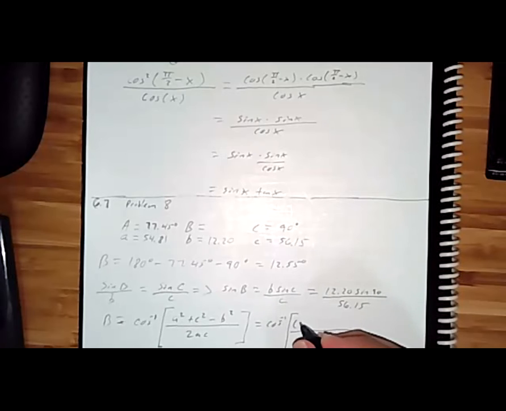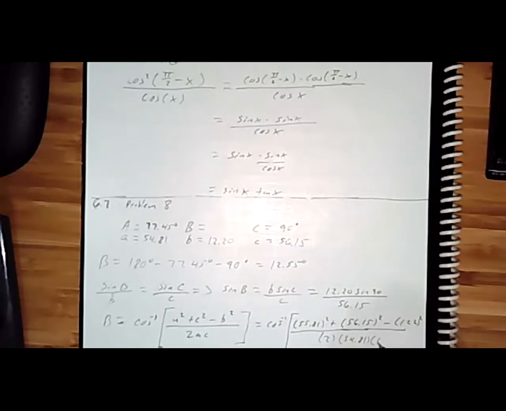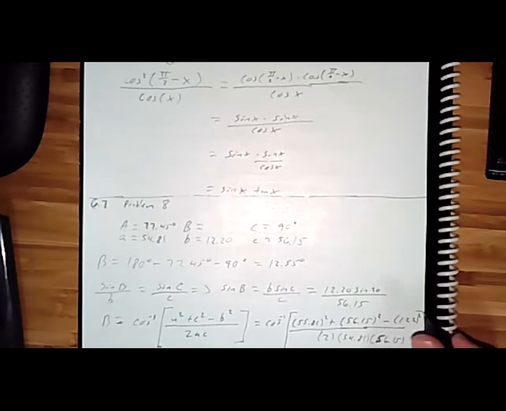So that will be 55.81 squared plus 56.15 squared minus 12.2 squared, 2 times 54.81 times 56.15. Okay.